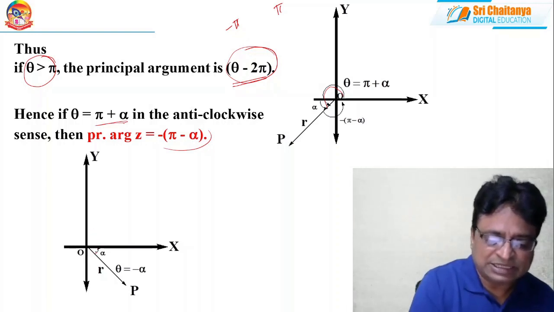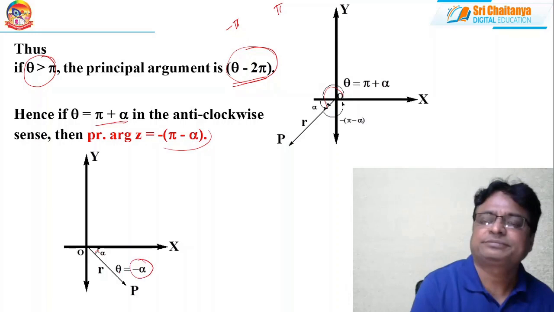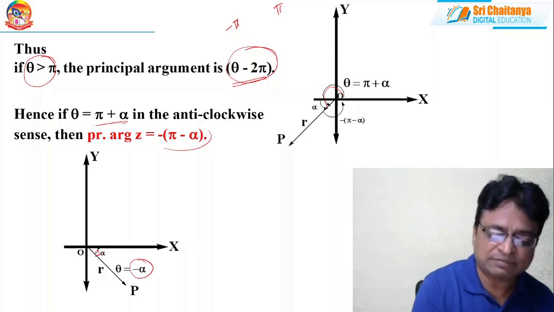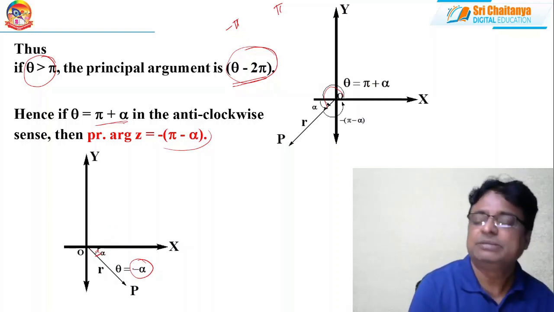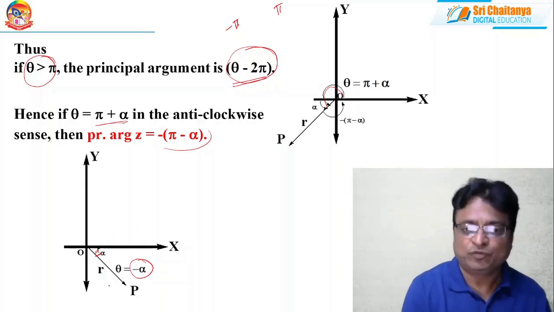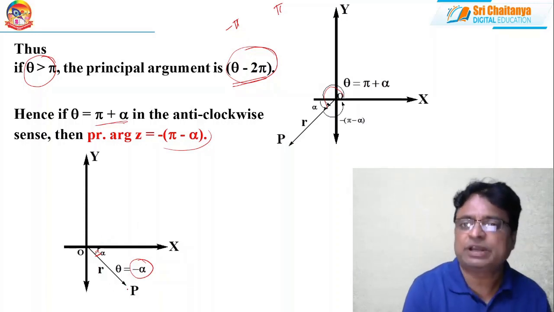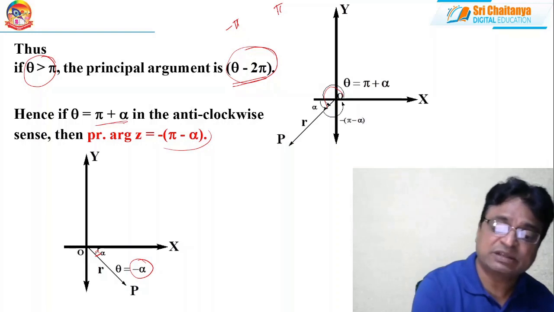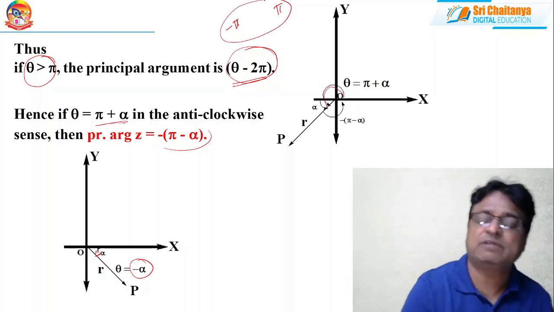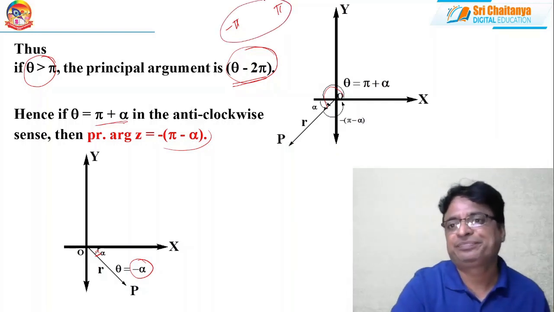See, this is in a positive direction, that we can represent it with minus alpha, because this is minus alpha in positive direction. The same theta, that's the same alpha, we can write it as minus alpha here. So if it is in the fourth quadrant, we can write like this, because the values of the principal argument always lie between minus pi and pi.